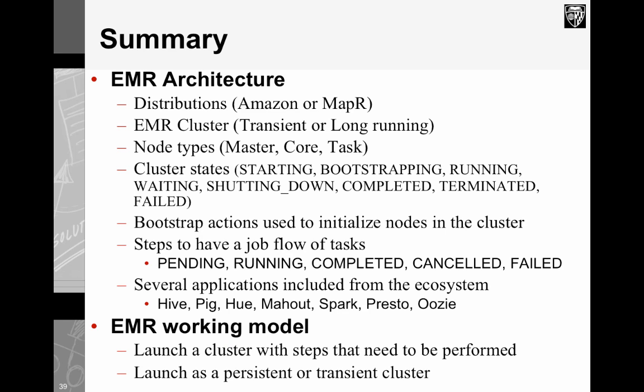In terms of the EMR architecture, you can choose between various distributions, the Amazon or the MapR distribution. You can have the cluster running in the transient state, which means it launches, does the work, and shuts down, or in the long-running state. There are different types of nodes. There is the master node, and there is the core and the task nodes.